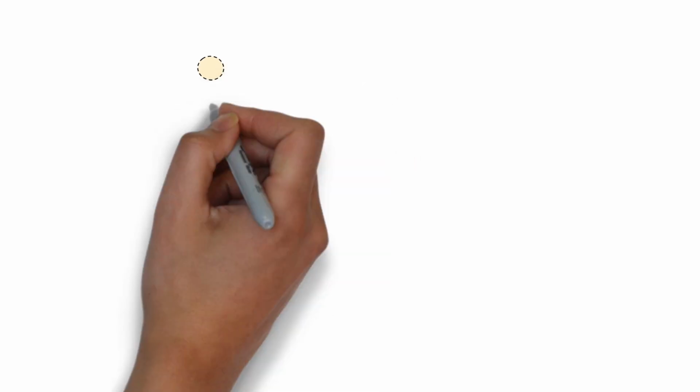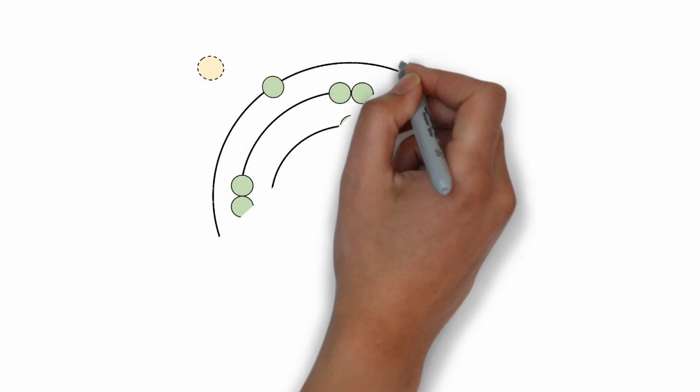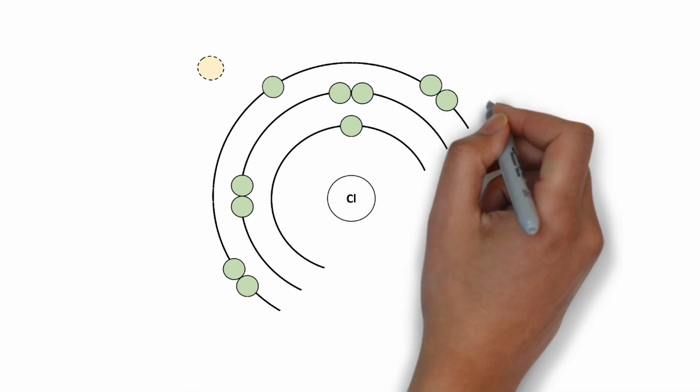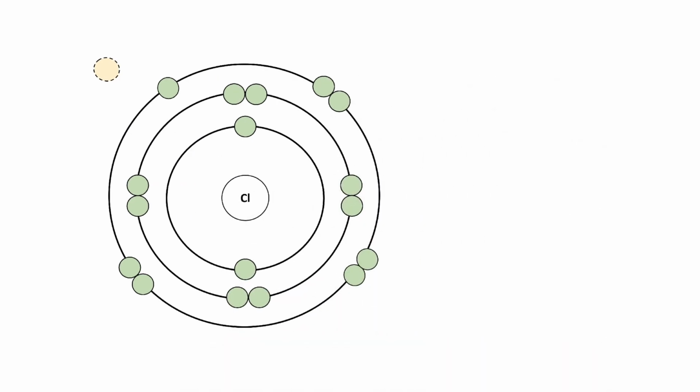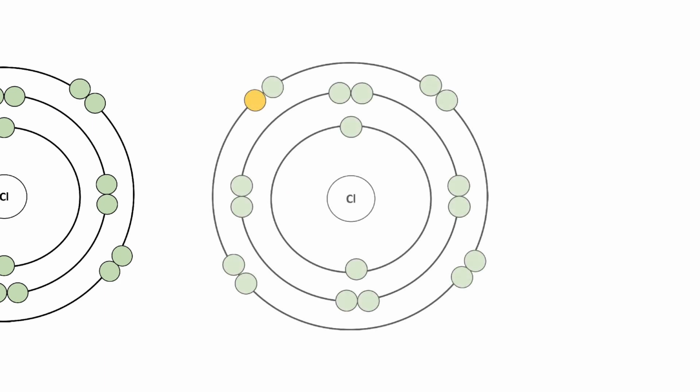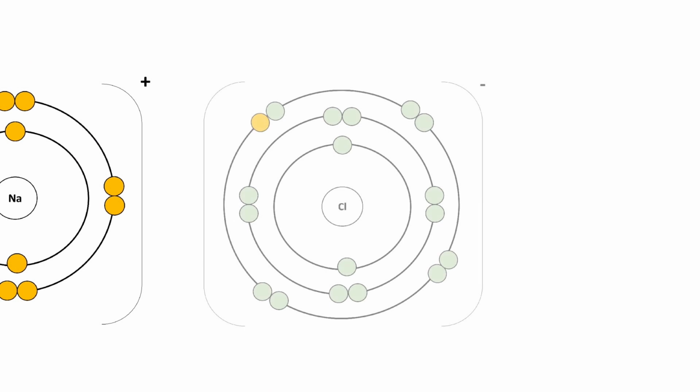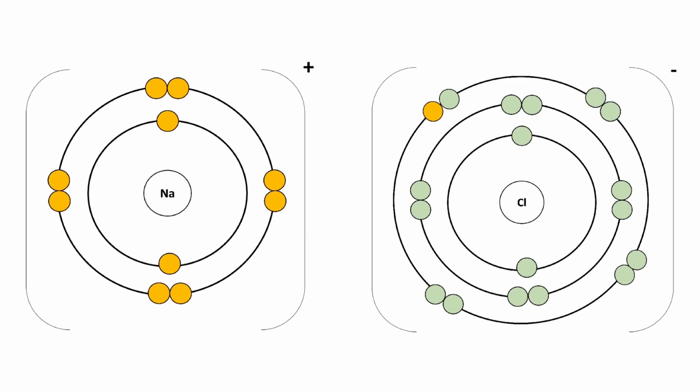The electron lost will be gained by a non-metal atom, which is chlorine, and it will form an anion, which is Cl-. So the electrostatic forces of attraction between the cation and anion will form the ionic bond.